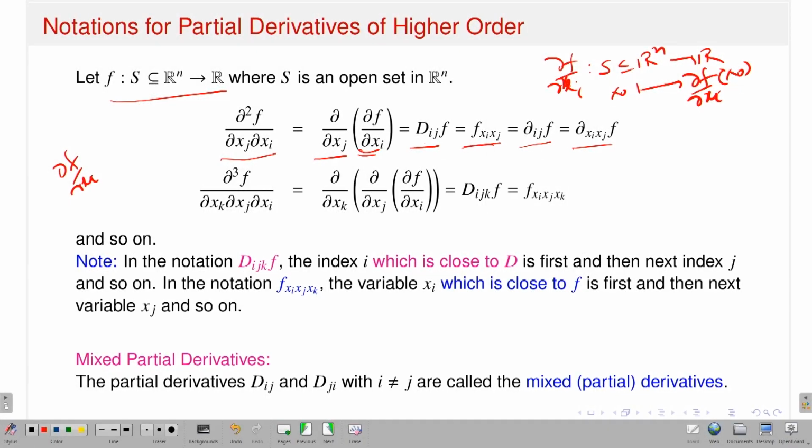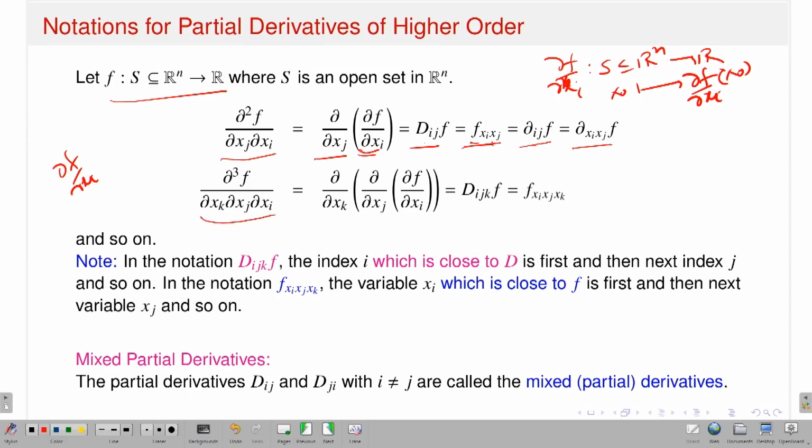Similarly, here also in f with suffix xi xj, xi is near to f. That means first you consider the partial derivative of f with respect to the xi variable. Think about the function ∂f/∂xi as a map from Rn to R. Then you consider the partial derivative of ∂f/∂xi with respect to the jth variable. So, this is how the notation comes.